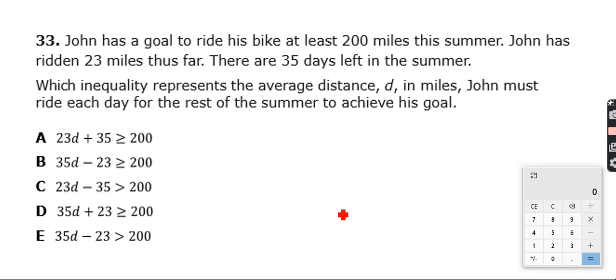33. John has a goal to ride his bike at least 200 miles this summer. John has ridden 23 miles thus far. There are 35 days left in the summer. Which inequality represents the average distance d in miles John must ride each day for the rest of the summer to achieve his goal?